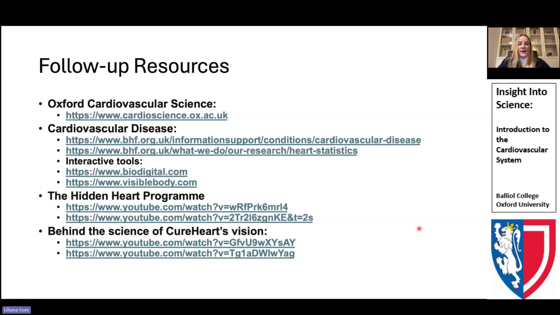And just to mention again, I did put some resources in here for you to look at, specifically about the cardiovascular research that goes on in Oxford. There's over 40 PIs, principal investigators. Is that PI? So you can read about everyone's research that is happening at Oxford about cardiovascular disease, some statistics from BHF, and some interactive tools if you want to explore the cardiovascular system a bit more in depth.